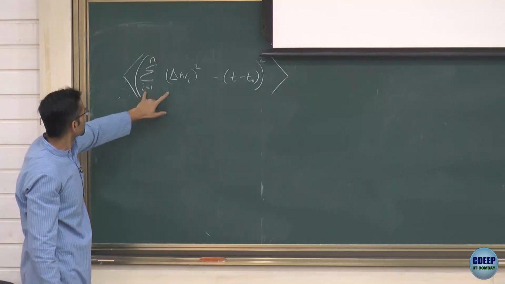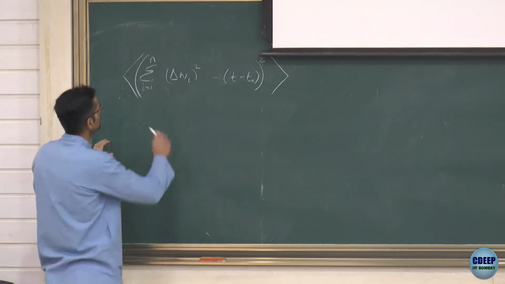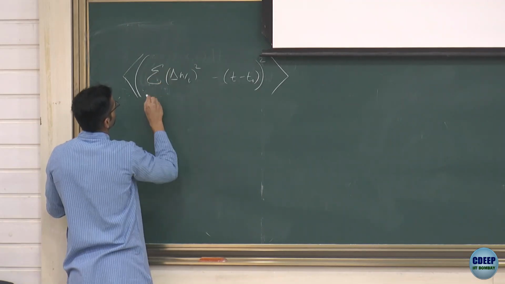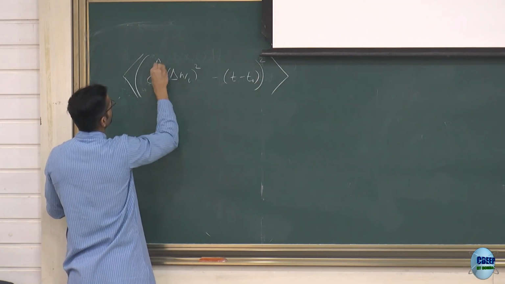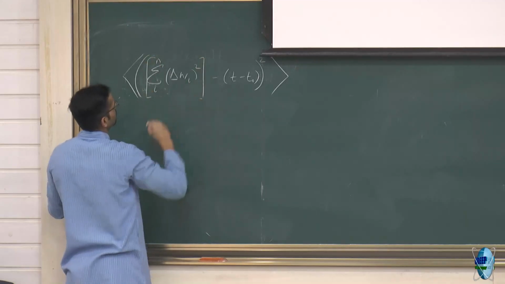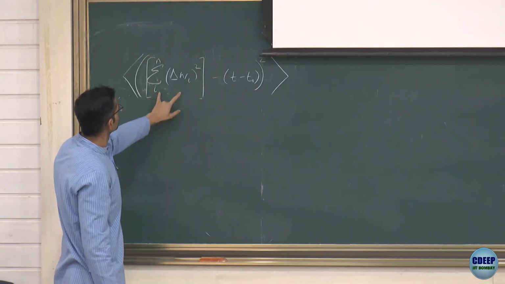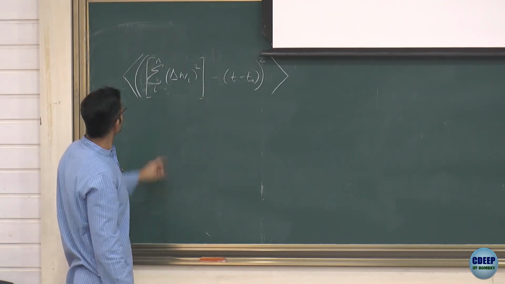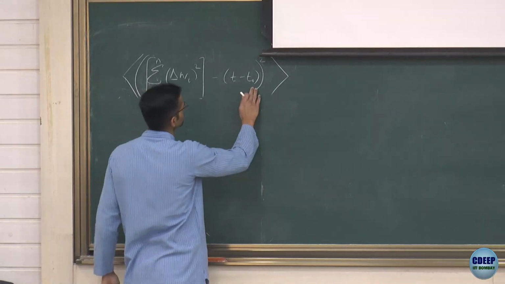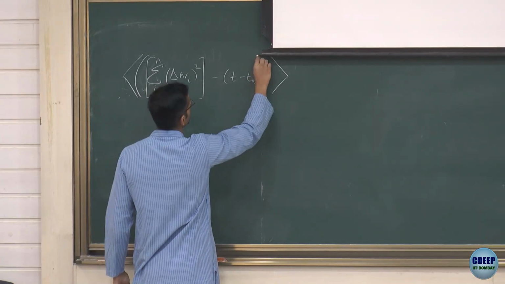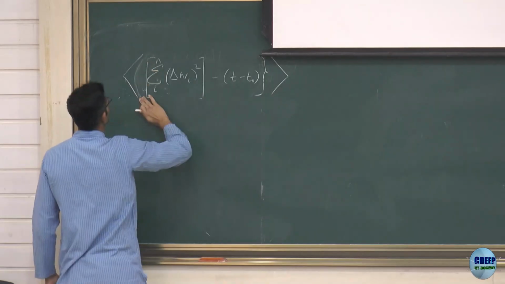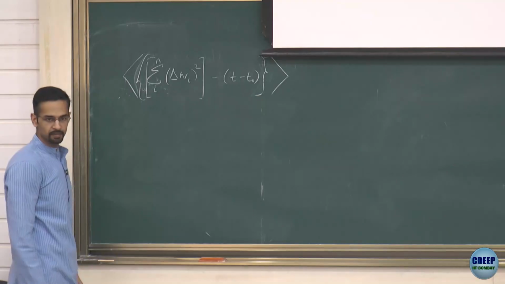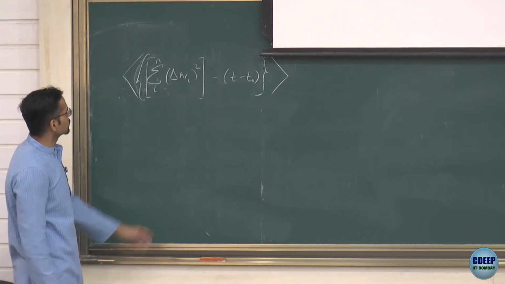So it's a summation, this is all one, summation of i going from 1 to n. In this whole thing, I have taken a square, and then I take the ensemble average. So let's bring the square in.